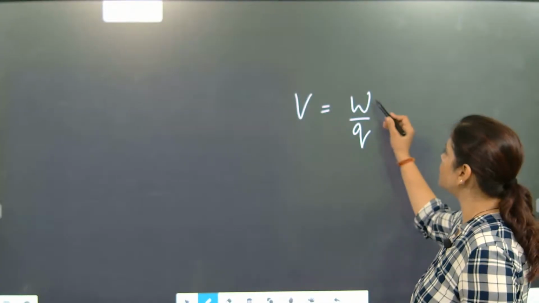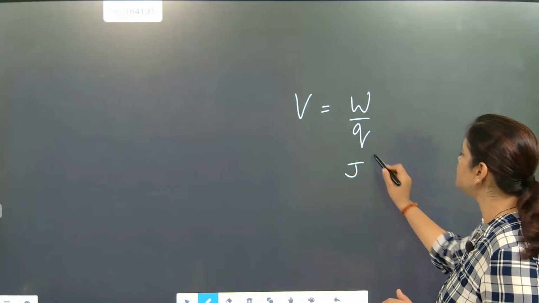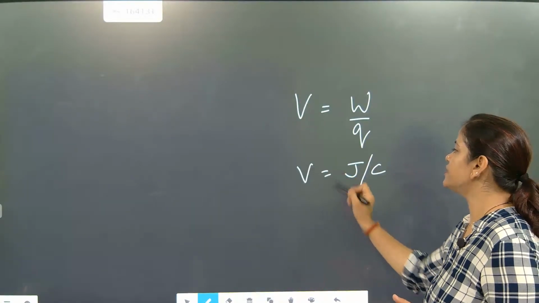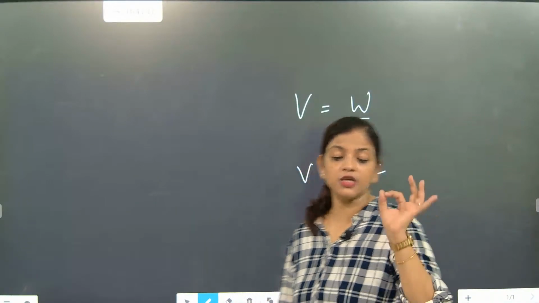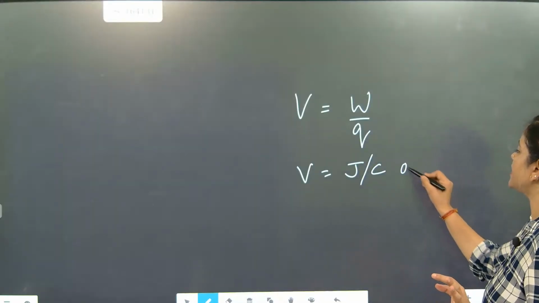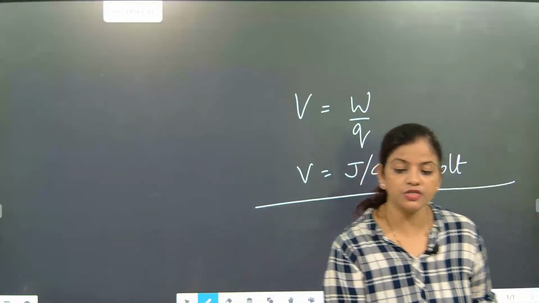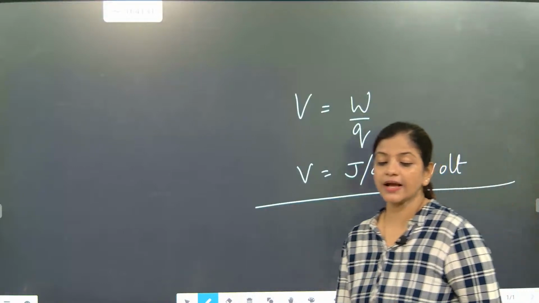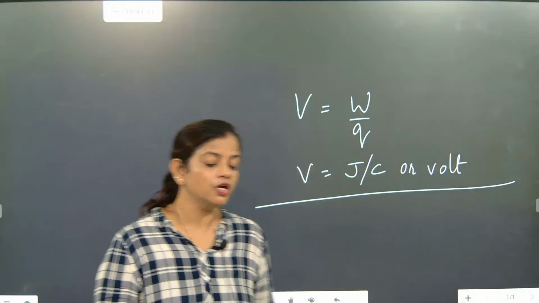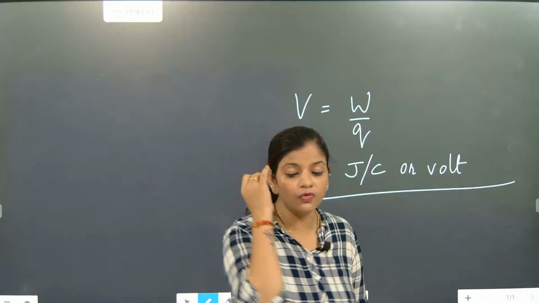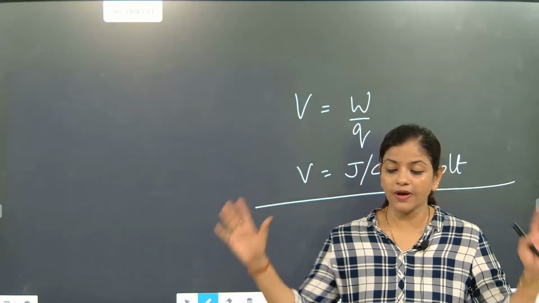So what is the SI unit of work done? Joule. And what is the SI unit of charge? Coulomb. So the potential difference SI unit is joule per coulomb, and we are calling it volt. I hope you have understood this. So potential is equal to work done by charge. So what is potential difference? The movement of the charges from one point to another point.